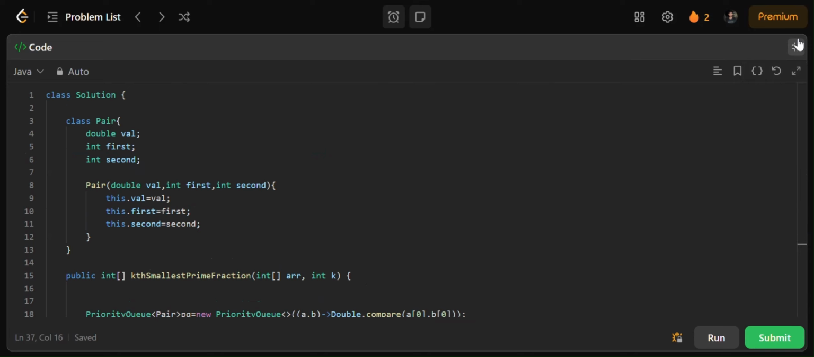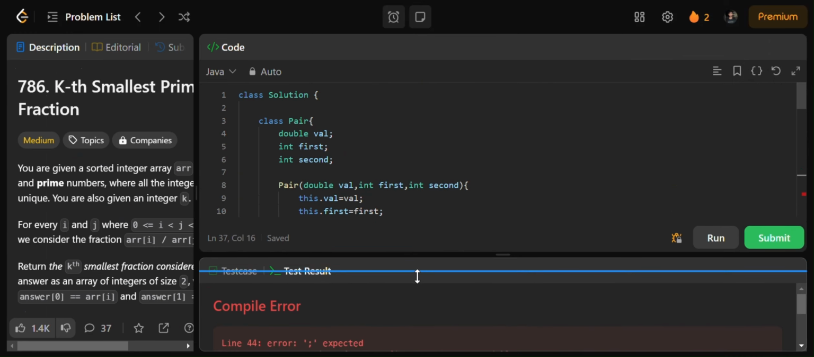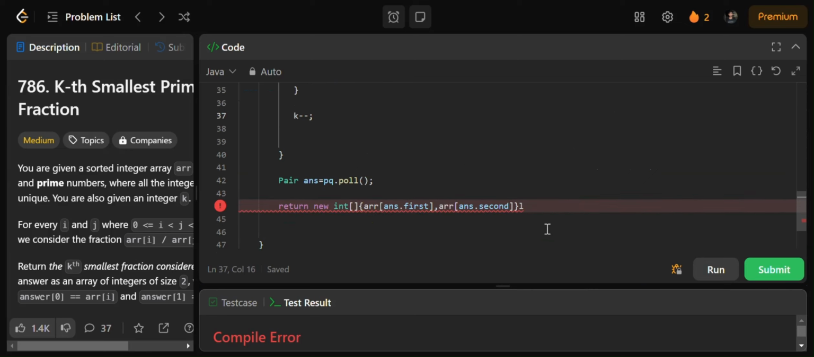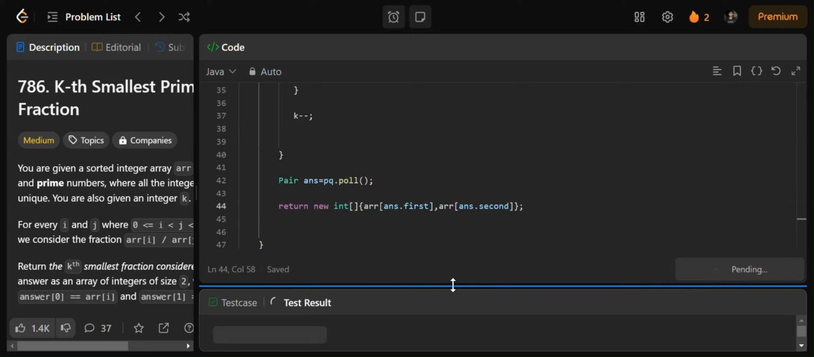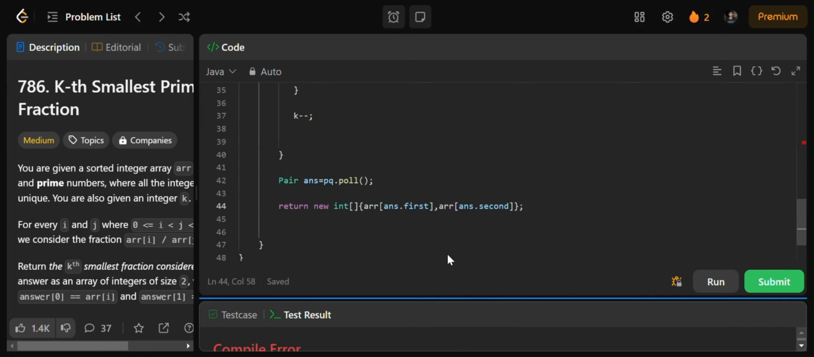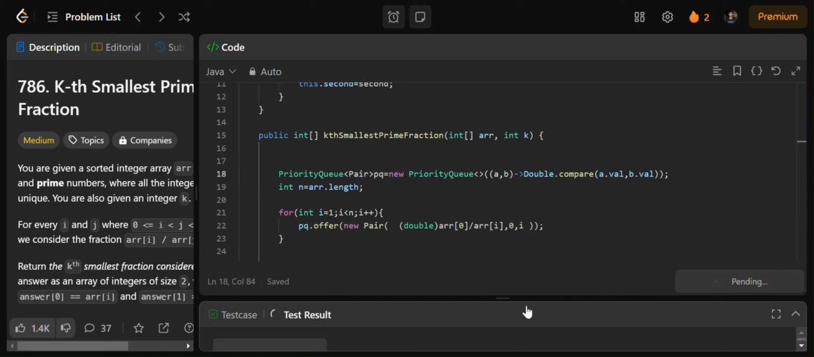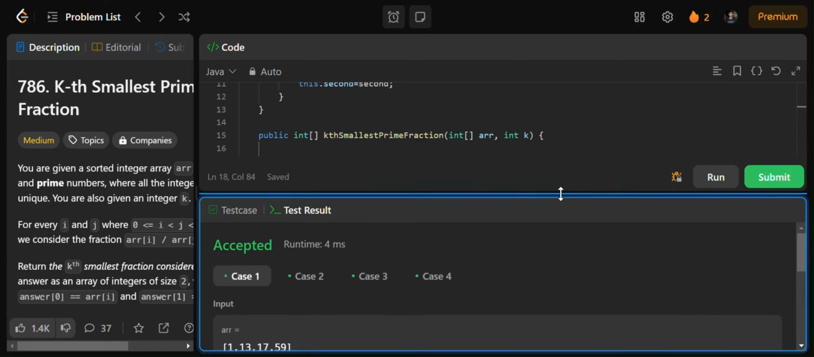Okay, and let's run the code. There is a missing statement. Sorry, I am not using any array. This will be my a dot val, and this will be b dot val. Yeah, it is accepted, and let's submit the code.